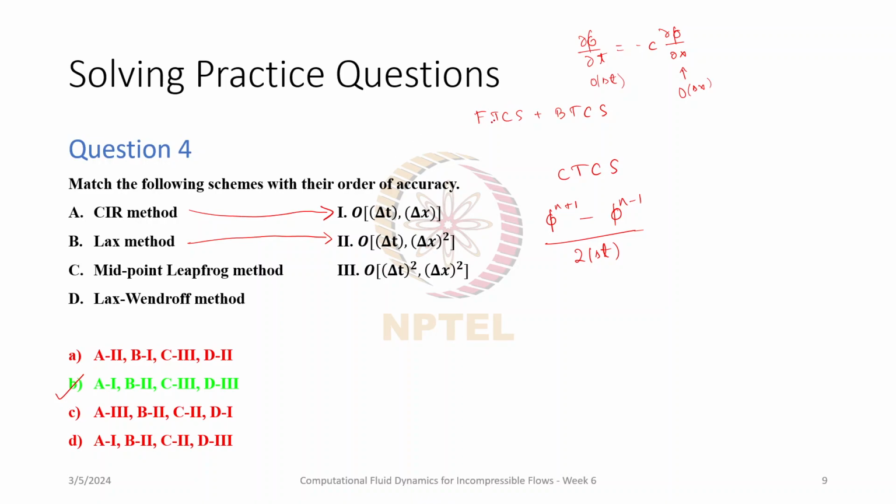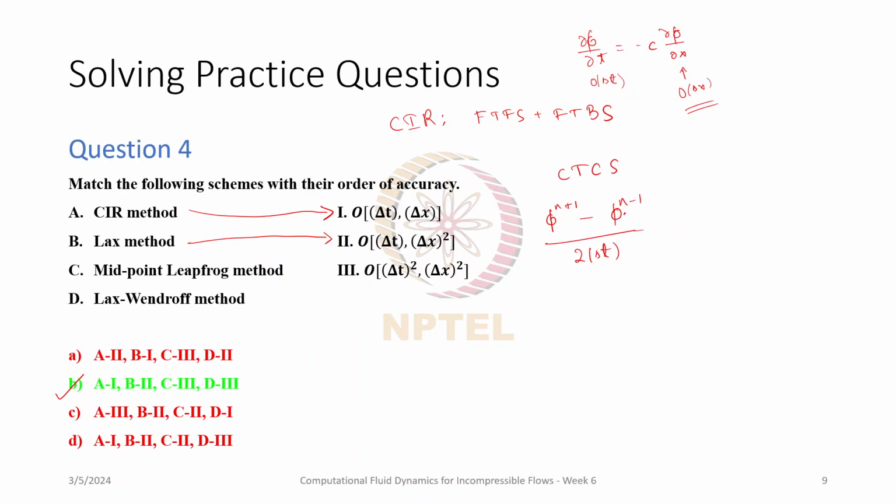Sorry. So the CIR method is basically a combination of FTFS and FTBS. That's why this is always first order, because as we have seen earlier, if we take central difference, then that becomes second order accurate.